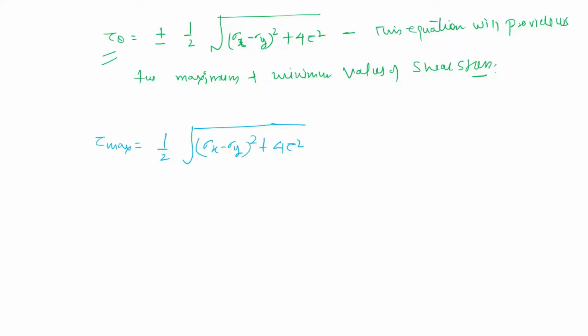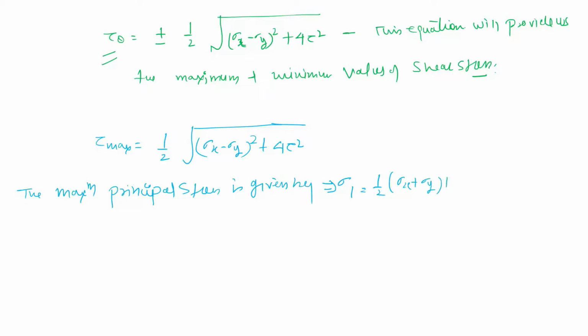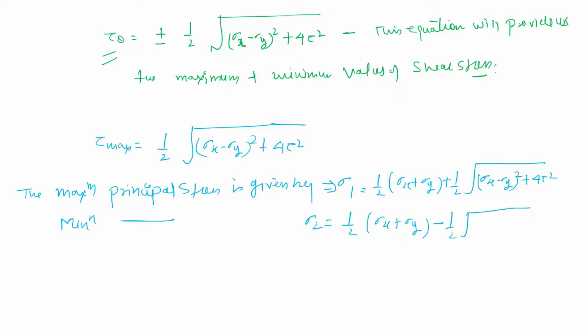And as we discussed in the last lecture, the maximum principal stress is given by sigma 1 equals 1 by 2 (sigma x plus sigma y) plus 1 by 2 under root (sigma x minus sigma y) whole square plus 4 tau square, and the minimum or minor principal stress is given by sigma 2 equals 1 by 2 (sigma x plus sigma y) minus 1 by 2 under root (sigma x minus sigma y) whole square plus 4 tau square.